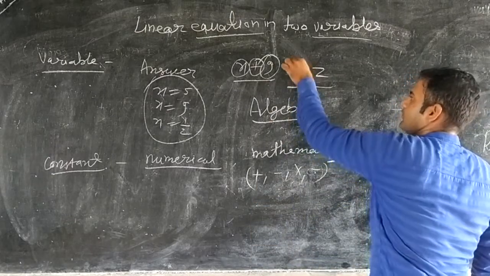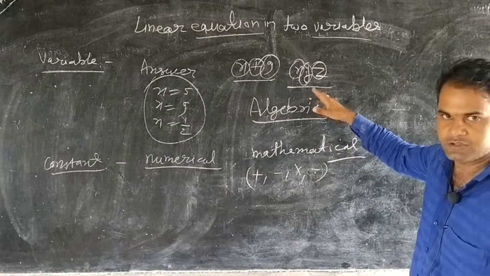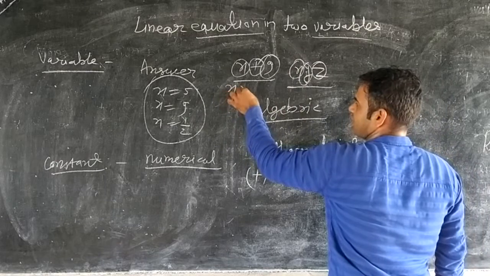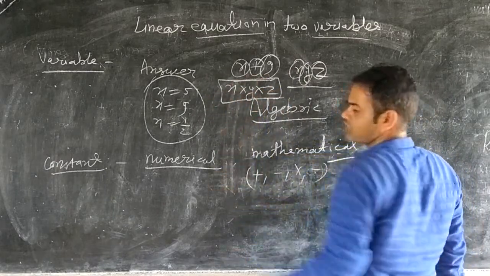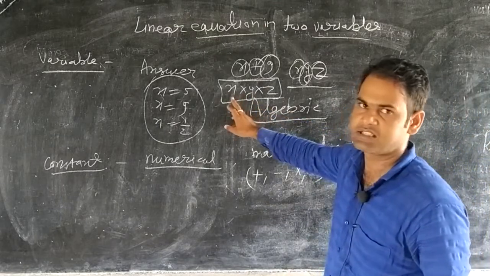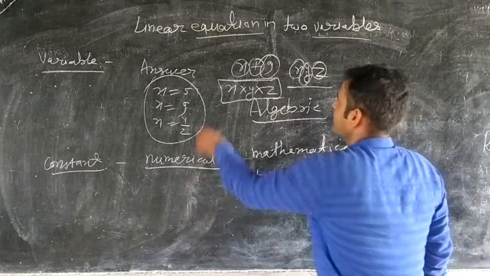x, y, z. Here there is no symbol. You may think there is no symbol, but if there is no symbol, it can be considered in the form of x into y into z. If there is no sign between two variables, then they are considered as multiplication. Okay.